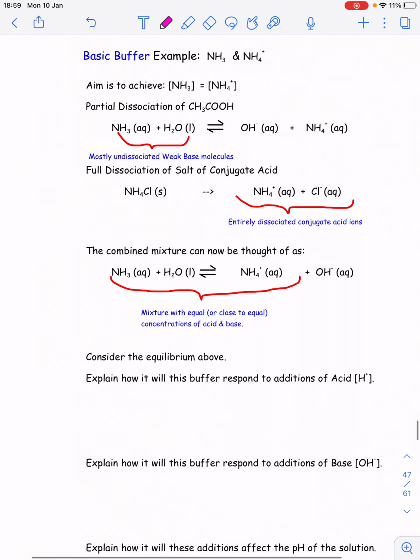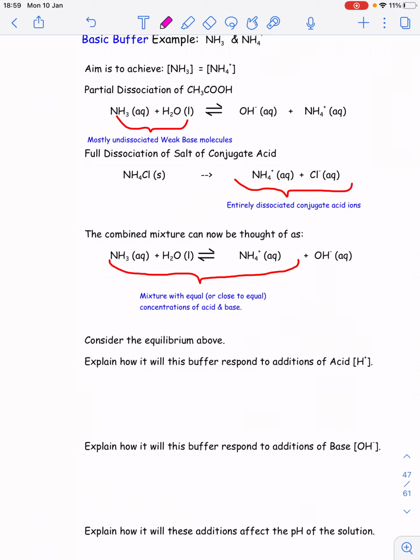The next page talks about the example we used before. You could do the same thing: start with a weak base like an ammonia solution, and then find a salt that contains its conjugate acid, the ammonium ion, like ammonium chloride, which is really soluble, gives you lots of that conjugate acid ion, and then you end up with a mixture that has about equal amounts of both NH3 and NH4+.